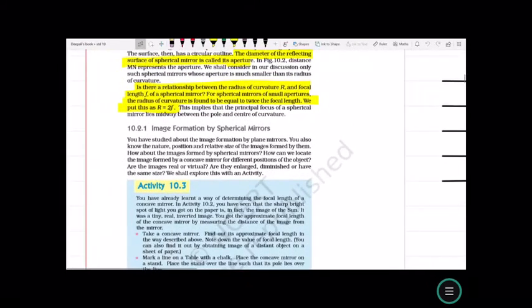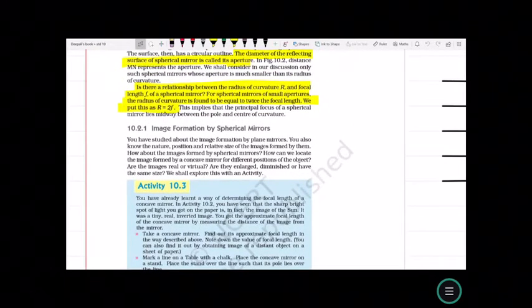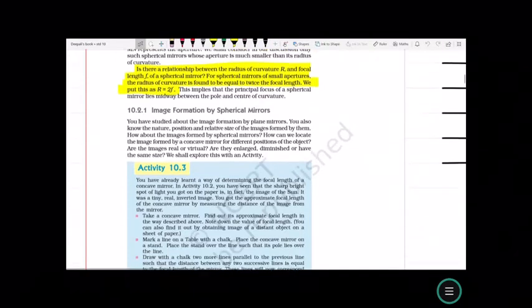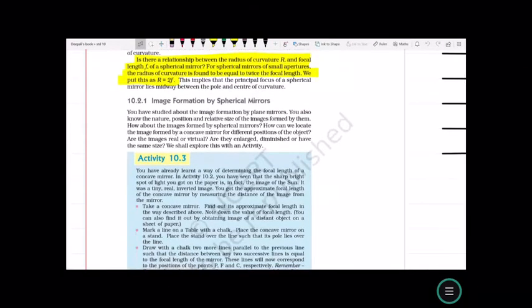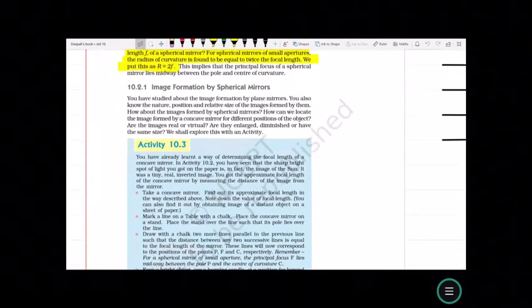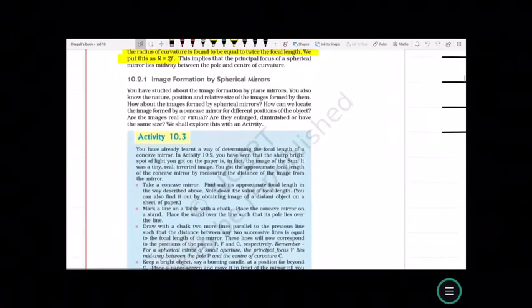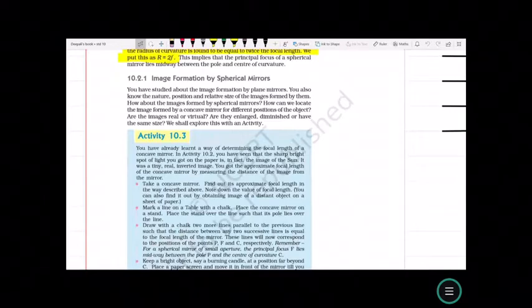Now, image formation by a spherical mirror can be studied in two ways. One is the practical method and one is the ray diagram method, which we are going to understand in this chapter. We have studied the image formation by a plane mirror. You also know the nature, position and relative size of the image formed by them. How about the image formed by spherical mirrors?